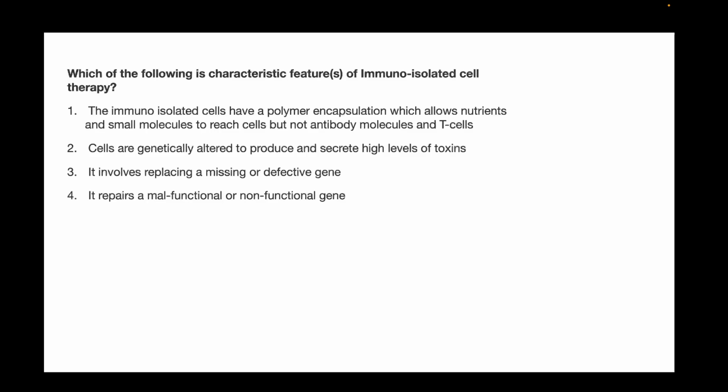Moving on to the next question, which of the following is a characteristic feature of immuno-isolated cell therapy? Options are: the immuno-isolated cells have a polymer encapsulation which allows nutrients and small molecules to reach cells but not antibody molecules and T cells. Option 2, cells are genetically altered to produce and secrete high levels of toxins. Option 3, it involves replacing a missing or defective gene. Option 4, it repairs a malfunctional or non-functional gene.